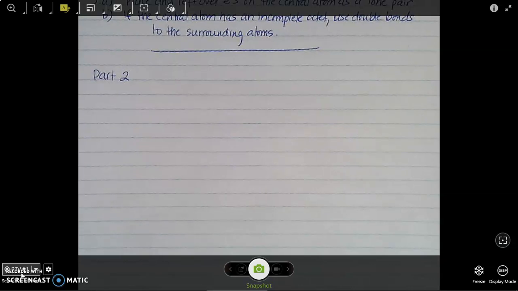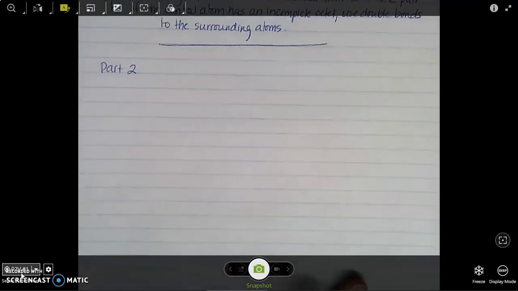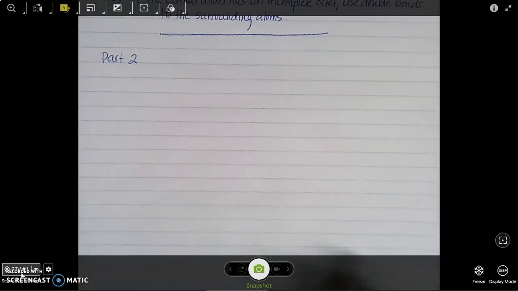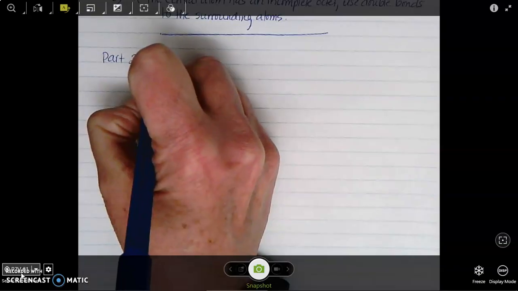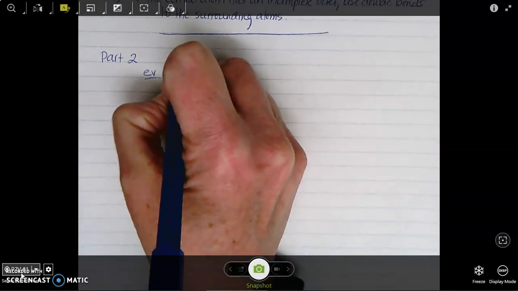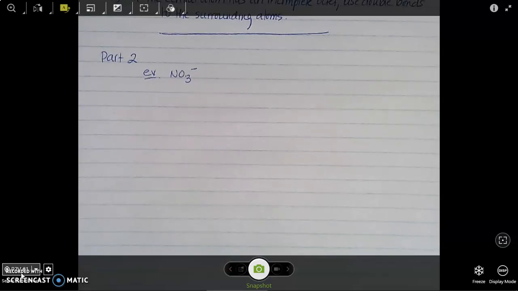Okay, welcome back. So as promised, we're going to take this up a notch and start looking at some more interesting polyatomic ions. And one thing that I thought would be good to start with is the nitrate ion. So we've got NO3 minus as our formula.